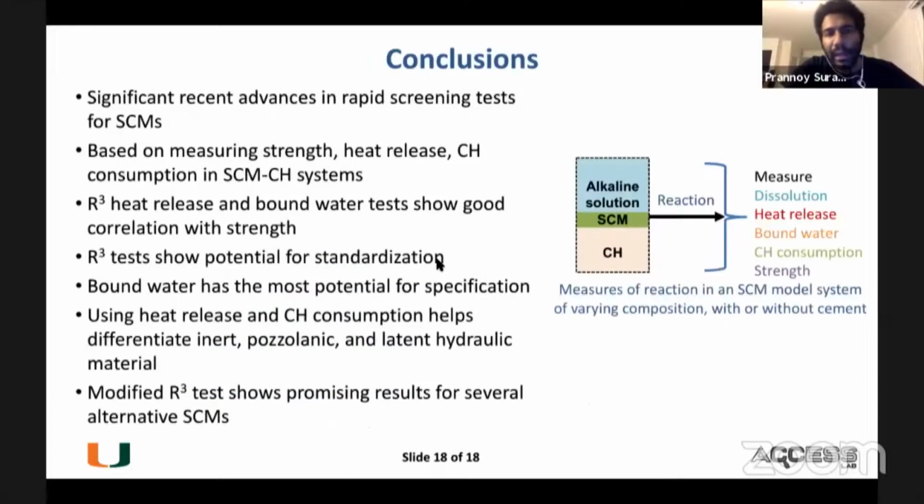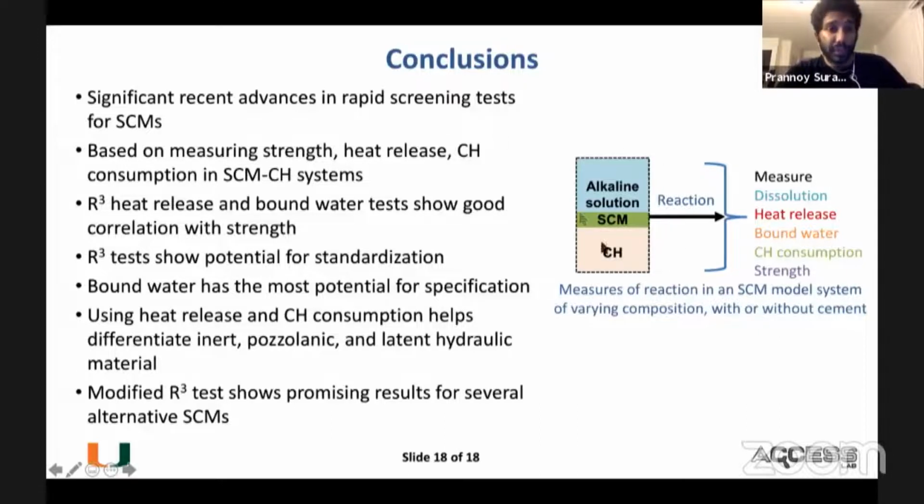So with that, I would like to get to my conclusions. Basically, rapid screening tests are needed because we have a lot of alternative SCMs and we want to screen the good from the bad. They are in general based on this model system, and they analyze various measures of reaction. Quantitatively, when you have more dissolution, more heat release, more bound water, more calcium hydroxide consumption, or more strength, you have more reaction.